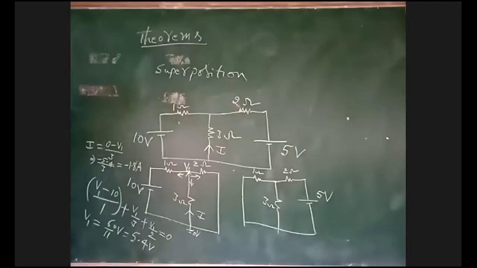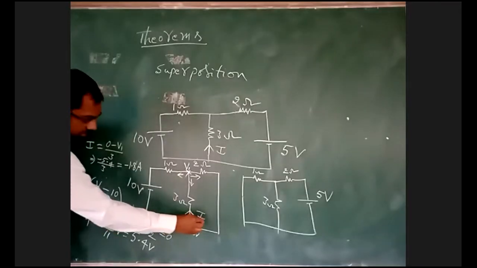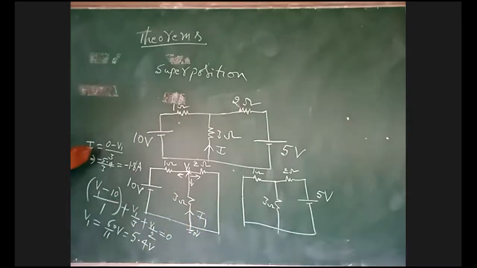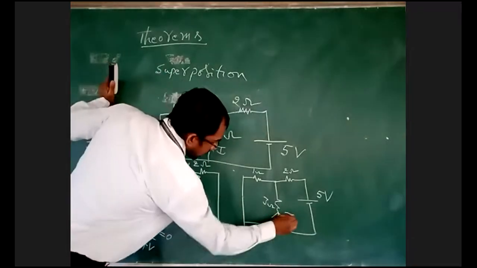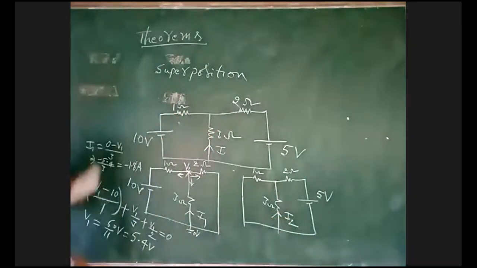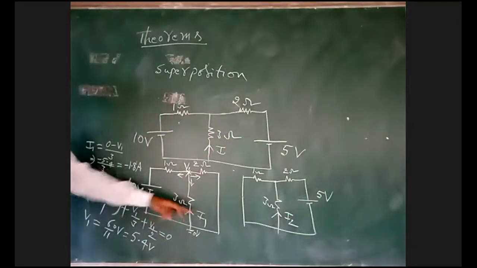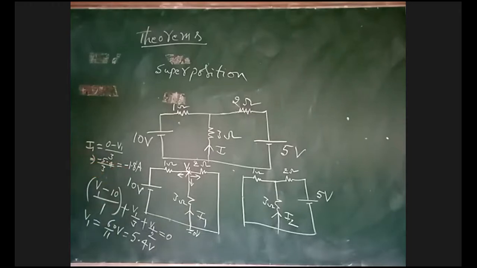This is your current. Let us take this as I1. In the first circuit, I will take it as I1. In the second circuit, I will take it as I2. In the first circuit, take it as I1. I1 is equal to minus 1.8.